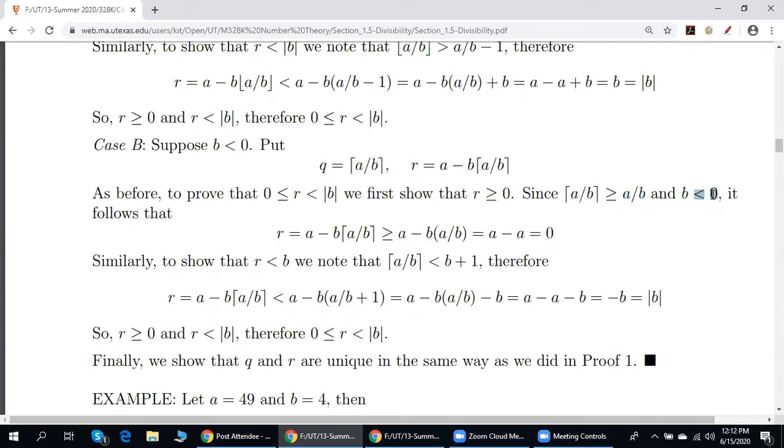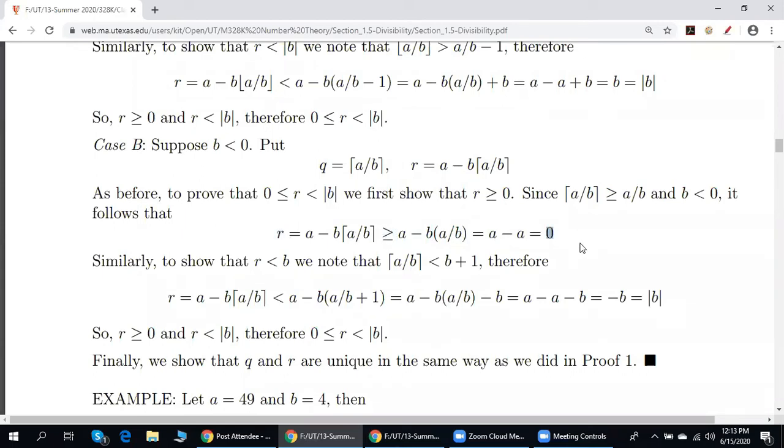b is lesser than 0. Therefore, we have the following. r is equal to this. It's over here. According to what is written here, negative b times ceiling of a divided by b is greater or equal to negative b times a over b. Cancel out b. a minus a is 0, so r is greater or equal to 0.